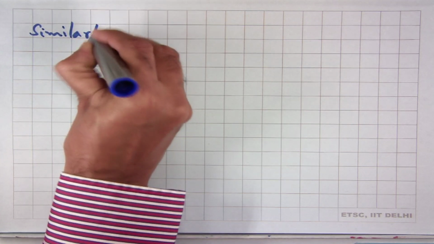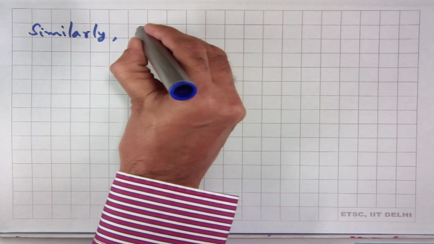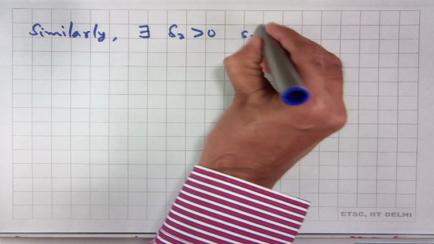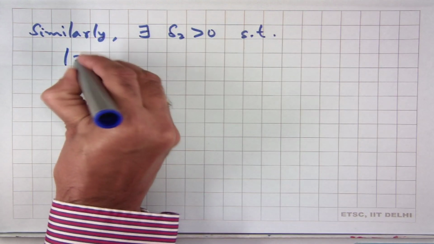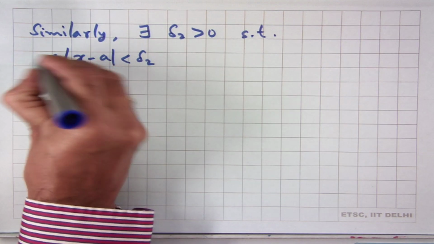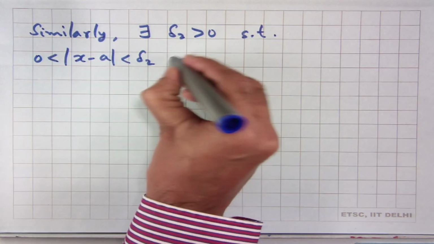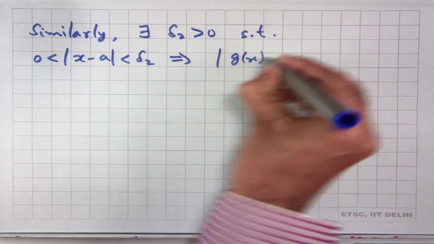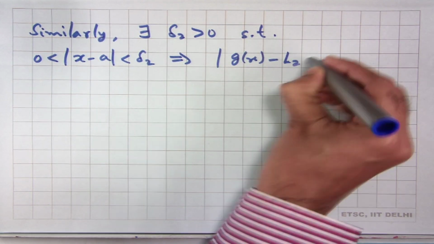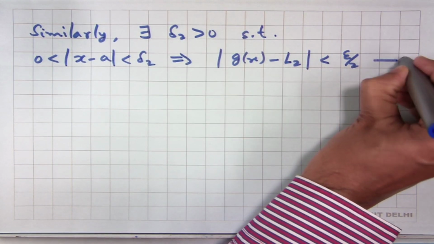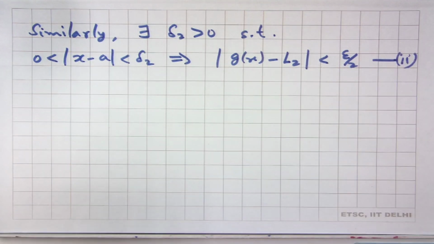Similarly, I can find there exists a delta 2 positive such that mod of x minus a less than delta 2 and x not equal to a. This should imply that mod of g x minus L 2 is less than again epsilon by 2. Let us call this 2.